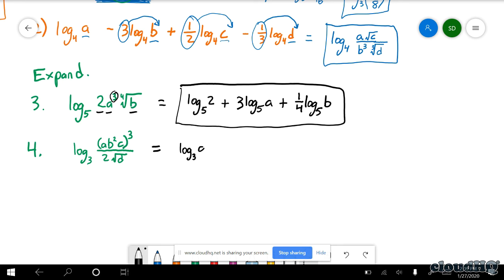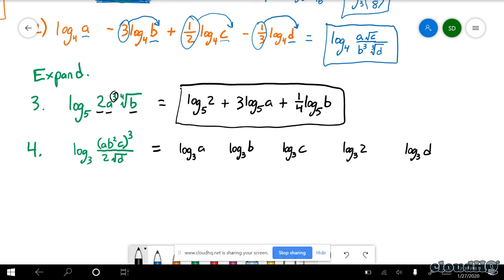I'll have a log base 3 of A, log base 3 of B, a log base 3 of C, oops, a log base 3 of 2, and a log base 3 of D. Could I put those in a different order? Absolutely. It doesn't really matter what order I put them in. I just went across the numerator and then down to the denominator. So let's go one at a time.